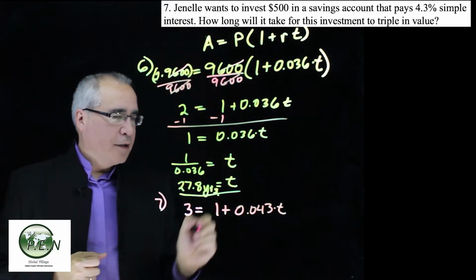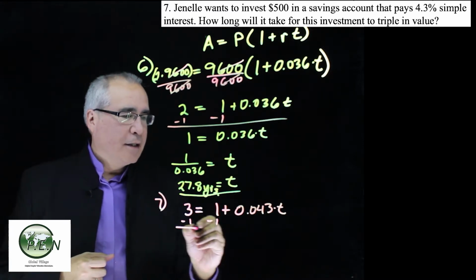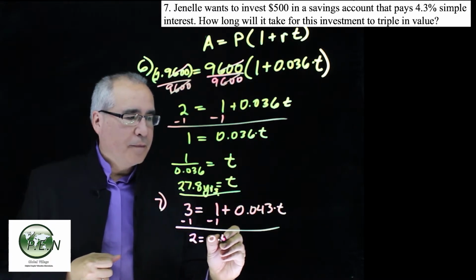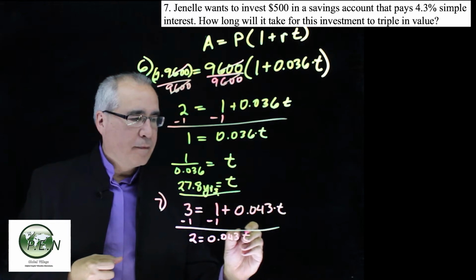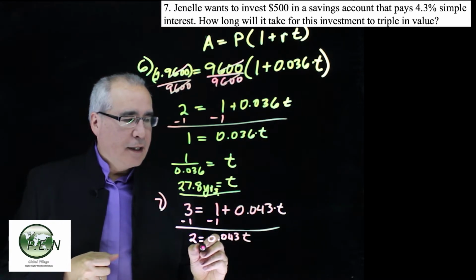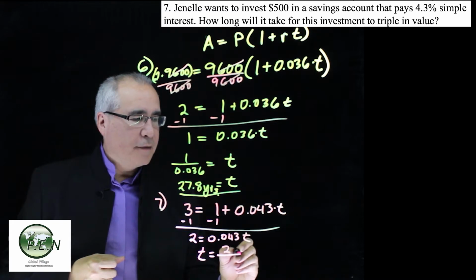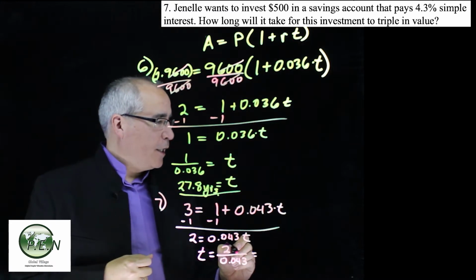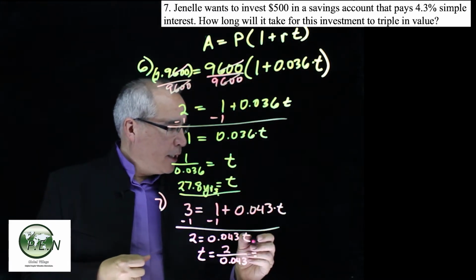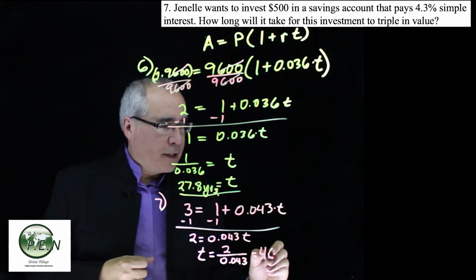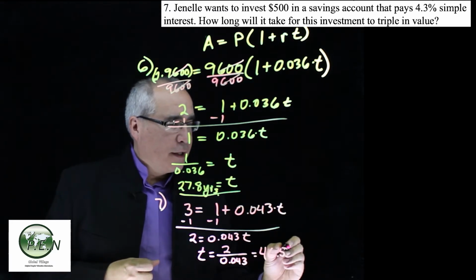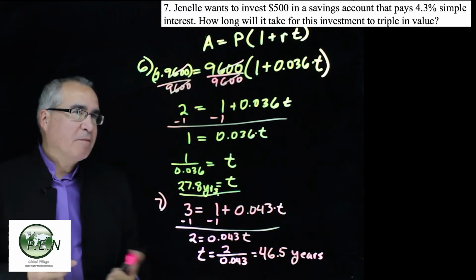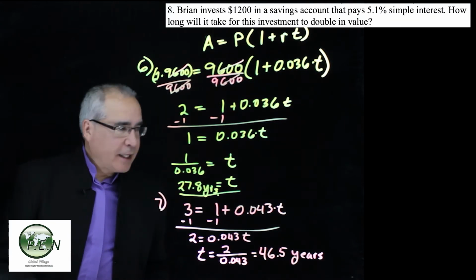1 plus 0.043t. We're going to subtract 1. And then divide. So this gives us 2. So we're going to see that t becomes equal to 2 divided by 0.043. Put that in your calculator, and you should get 46.5 years. Okay, see how nicely that works. Let's try one more example.